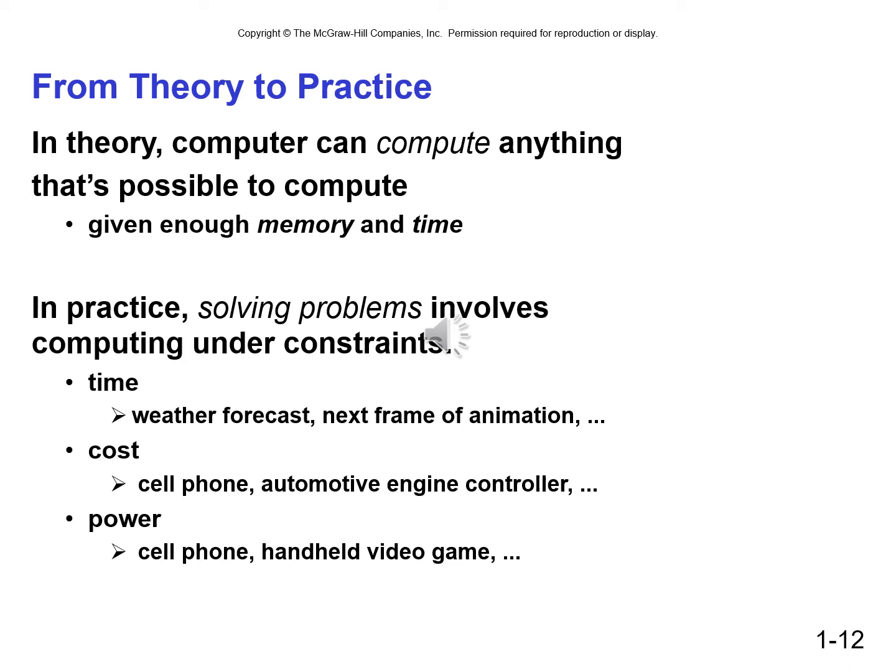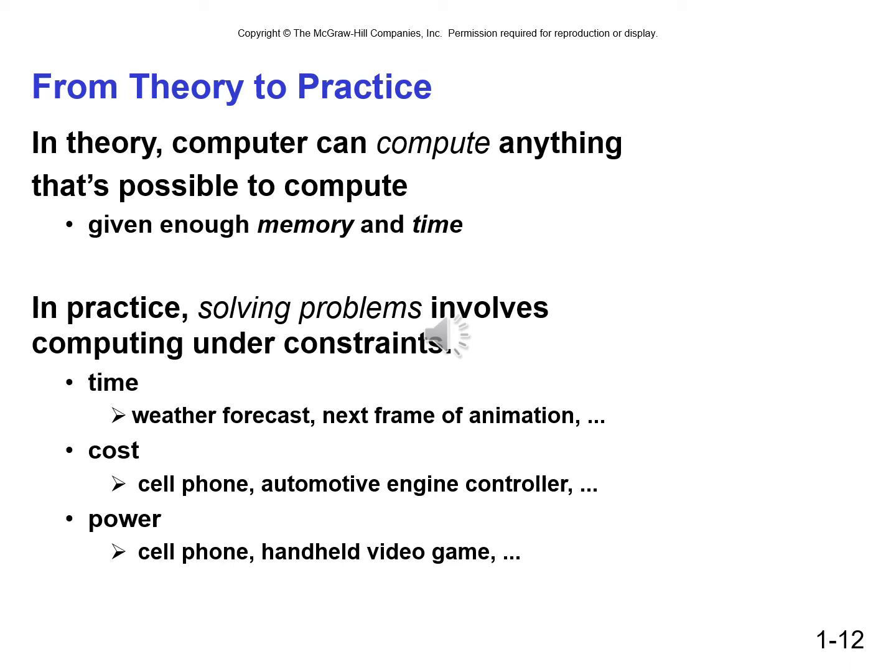Imagine, well, I have a paid Weather Channel app. It's the premium on my computing device that I carry around in my pocket. Some of you call it a smartphone, but it's so much more. And can you imagine if to get a weather forecast, it took 7 hours for that process to finish computing? How useful would that be? Not very. In practice, solving problems involves computing under constraints: time, cost, and power.